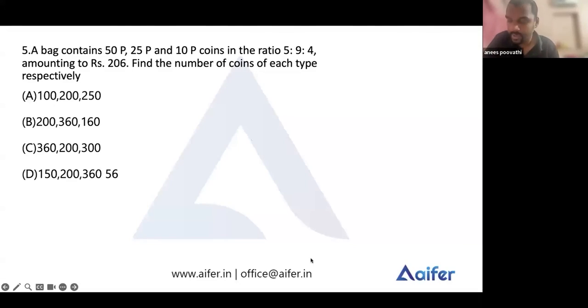This is a question. Try to use the same concept as we have already discussed, but with a bit bigger calculation. A bag contains 50 paisa, 25 paisa, and 10 paisa coins in the ratio 5:9:4, amounting to rupees 206. Find the number of coins of each type respectively.